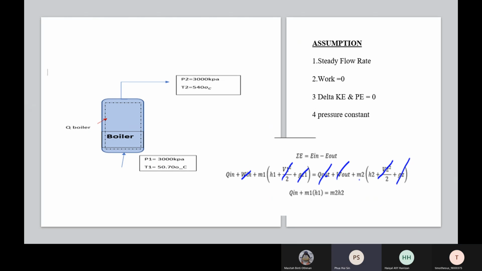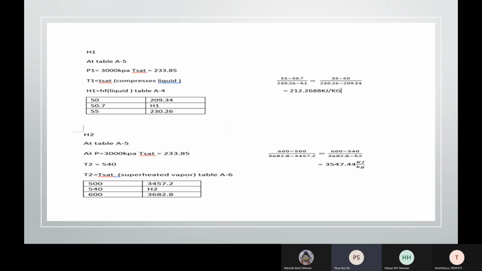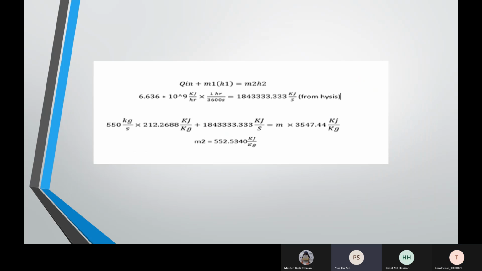The next component is the boiler. The assumptions are steady flow rate, no change in kinetic energy and potential energy, and constant pressure. The boiler heats the water to superheated steam at a temperature of 540 degrees Celsius. We get the Q in, and then we use that to calculate the mass flow rate of the steam, which is 552.53 kJ per kg.